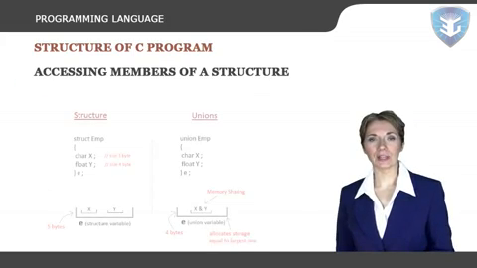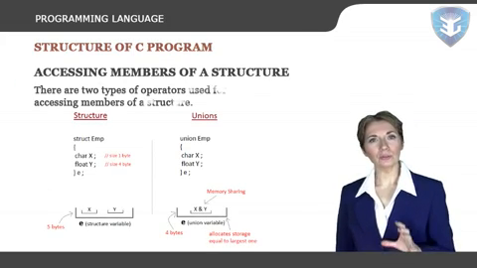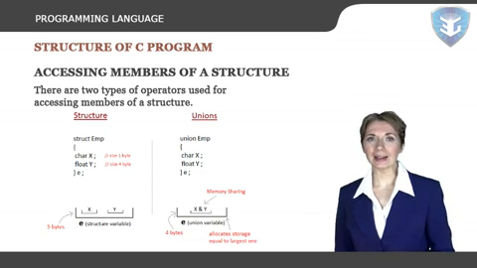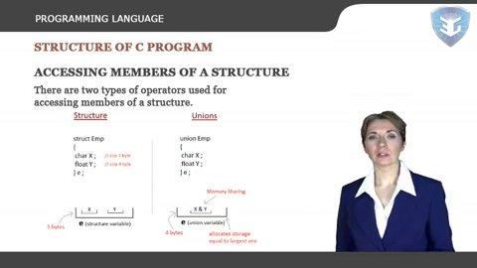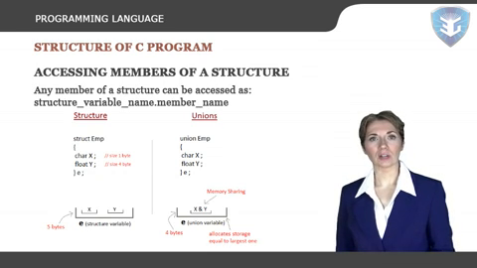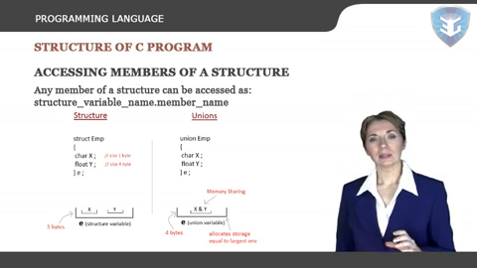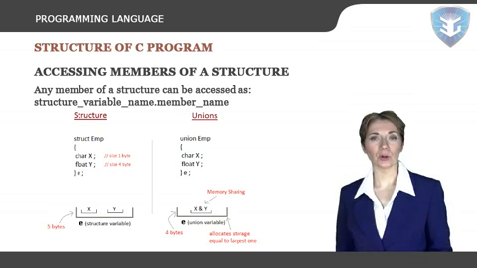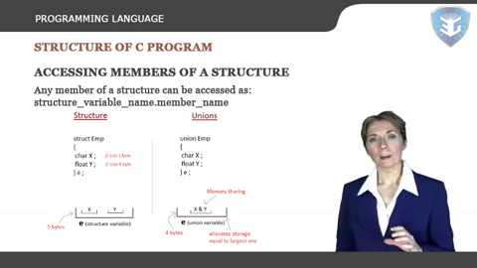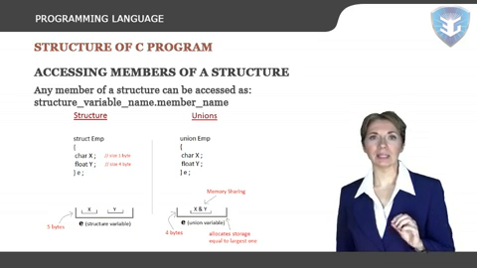Accessing members of a structure. There are 2 types of operators used for accessing members of a structure: member operator and structure pointer operator. Any member of a structure can be accessed as shown here. Let's look at how to write a C program to add 2 distances entered by the user. Measurement of distance should be in inch and feet.